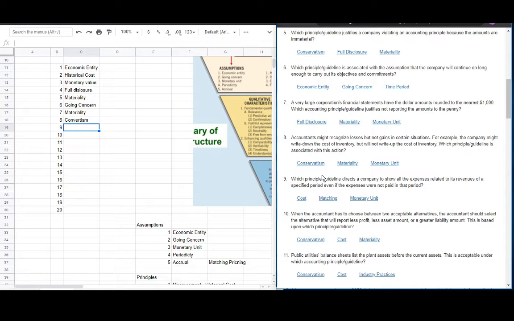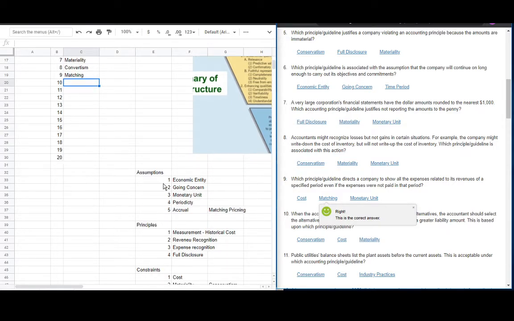Di ba? Yung parang magiging safe assumption, wag tayo aggressive. Yun yung conservatism. Number 9, the principal guideline that directs a company to show all expenses related to its revenue of a specified period, even if the expenses were not paid in that period, is the matching principle. Again, the matching principle relates to the accrual basis of accounting, where revenue is recognized when cash is not paid, or when expenses not recognized when cash is paid or not received.